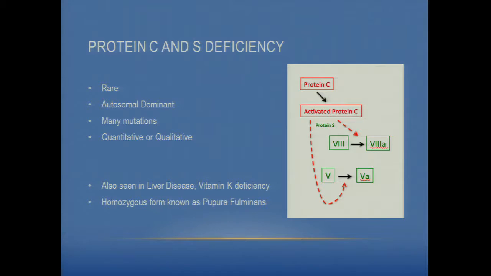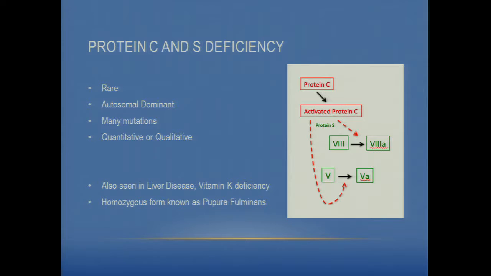So these conditions like antithrombin 3 deficiency are rare and are autosomal dominant. There are many mutations which have been described. Again, these can be seen in liver disease because they're not being produced. And because protein C and protein S are both vitamin K dependent factors, they're also seen in vitamin K deficiency.